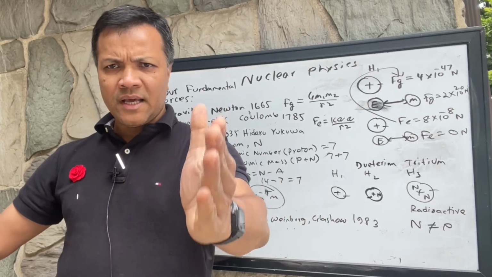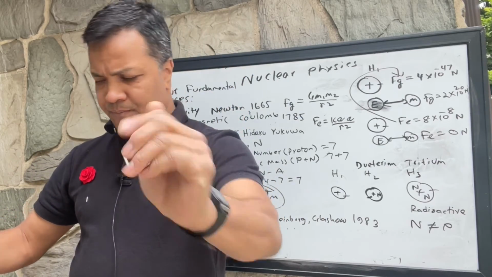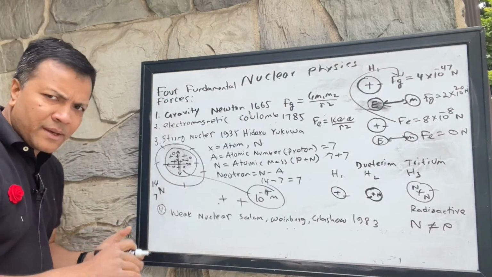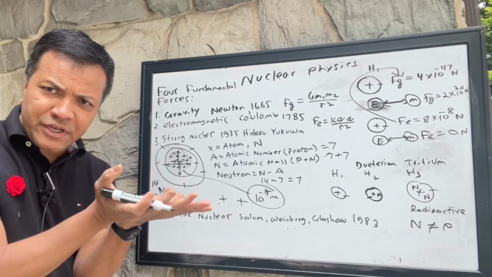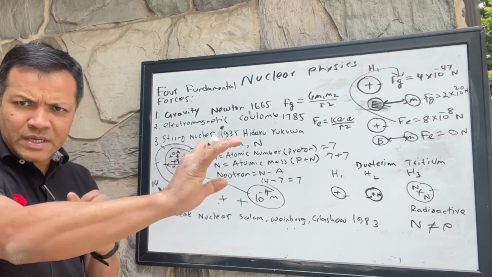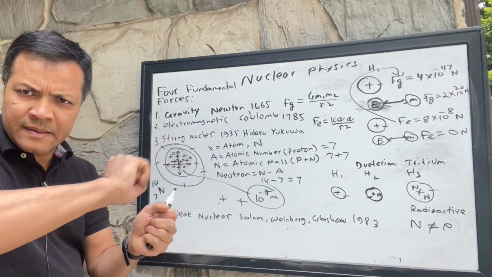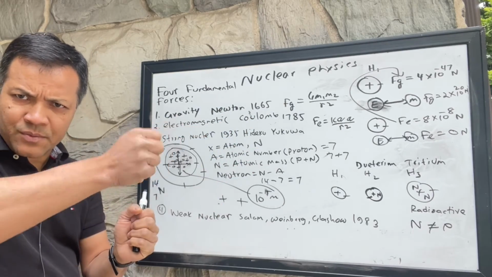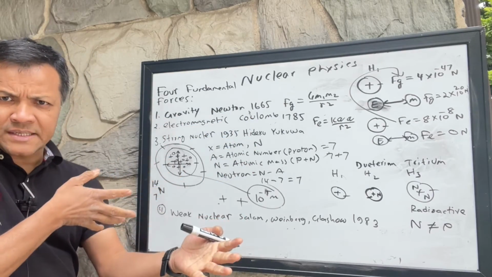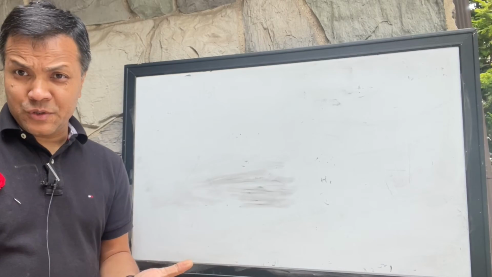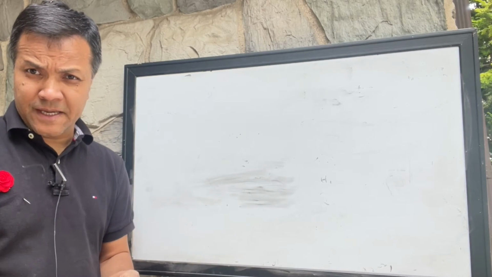For example, if you are polonium, how many protons do you have? 83. So you want to lose some of the protons. You want to become stable. And we'll talk about two types of decay, alpha decay and beta decay.